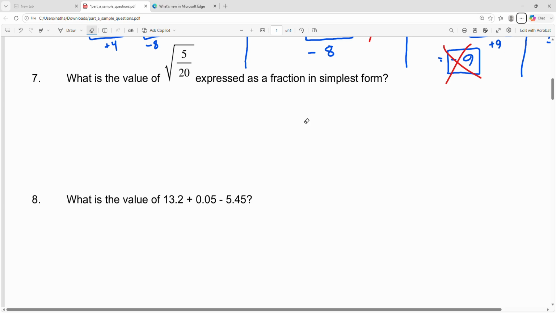Okay, so we are back. Question number 7. What is the value of the square root of 5/20ths? Here we go.